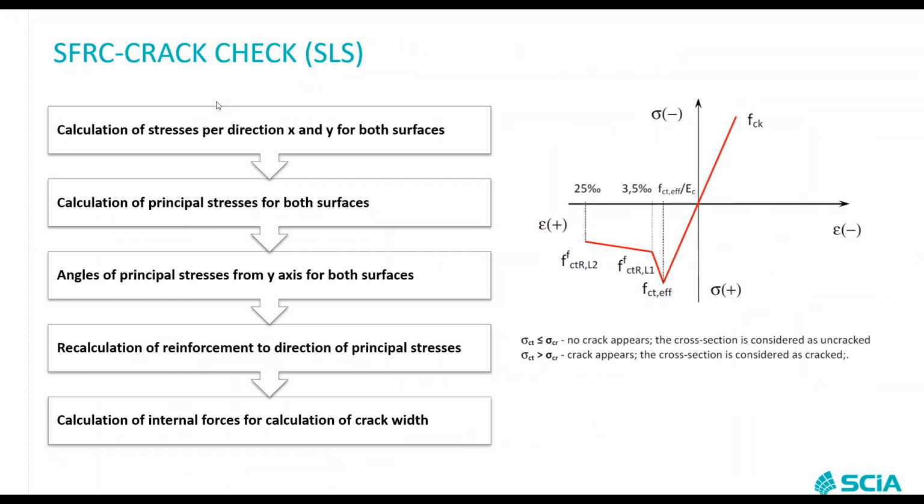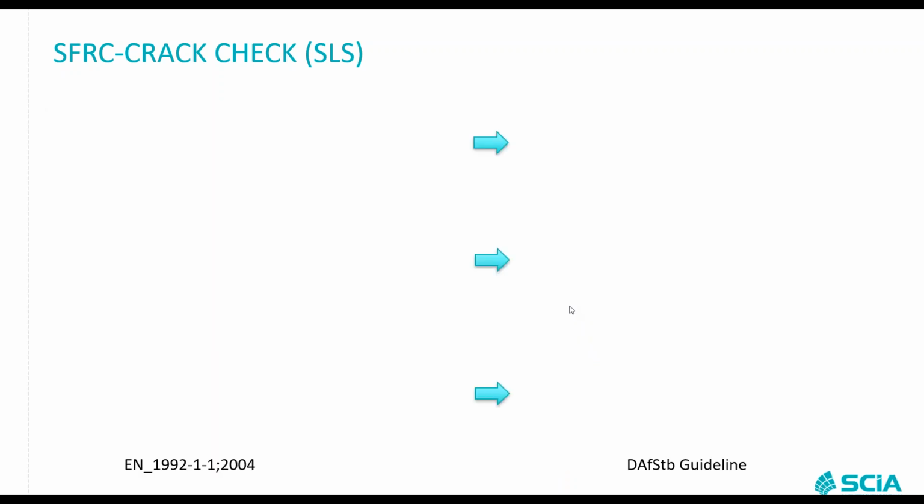Next check I would like to mention is the crack calculation. Again, the procedure of the crack calculation is quite similar to the traditional concrete. We have two values. We calculate the cracking stress and compare it with the stresses inside the concrete, and we're using this diagram. So basically, the principle is exactly the same: calculation of the stress per direction, calculation of the principal stress, then we calculate the angle, etc. But I still want to see the differences between the traditional concrete and the steel fiber concrete.